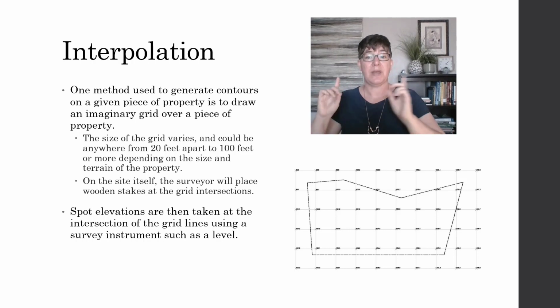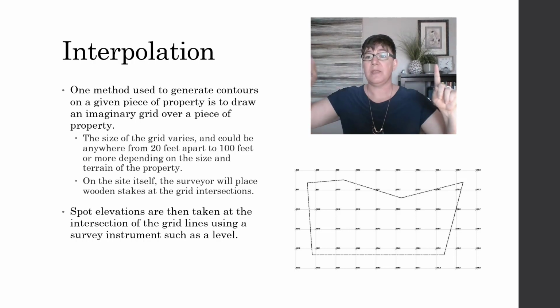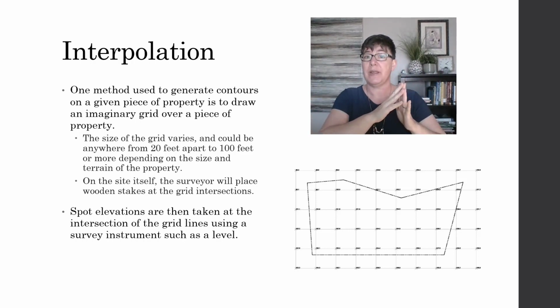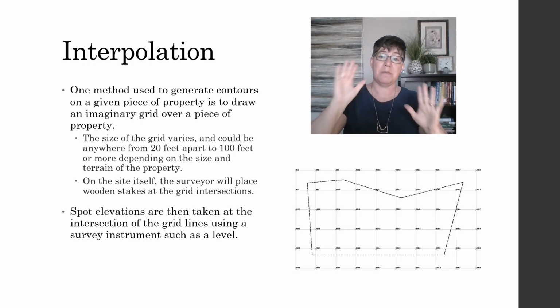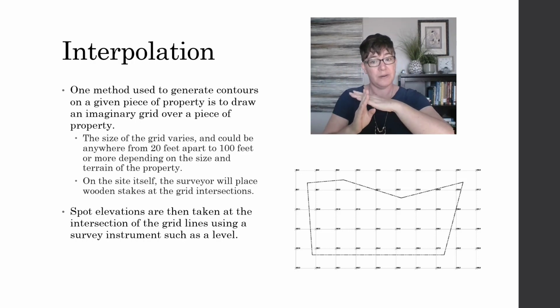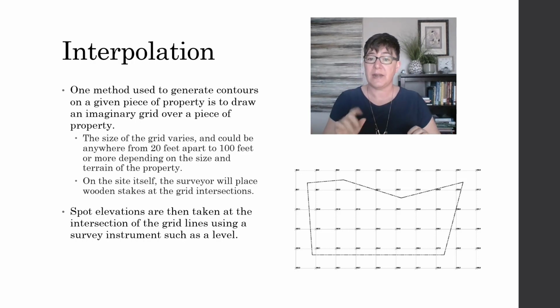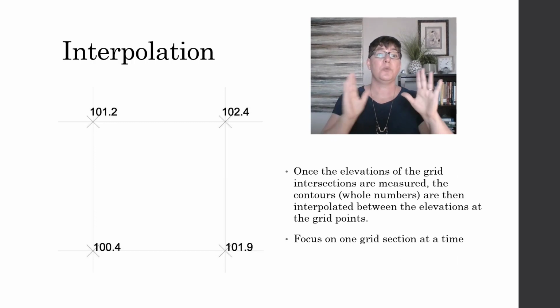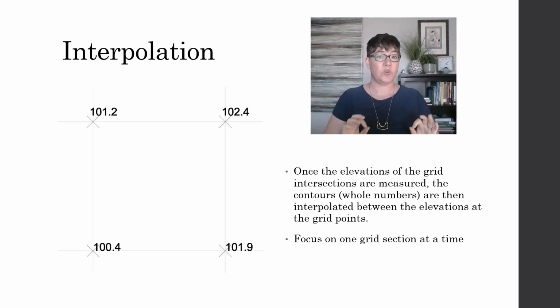You'll end up with a diagram like this one on the screen, right? We're seeing the boundaries of a particular property and then an imaginary grid laid over it. And there's a teeny tiny number you can't see because it's very small here on the screen, a teeny tiny number that indicates the elevation of the ground at that particular point. All right, so we've zoomed in on just one square of that diagram.